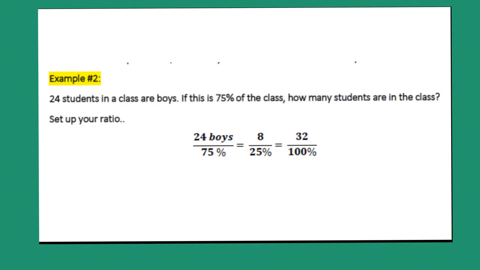So example 2 said there are 24 students in a class who are boys. If this is 75% of the class, how many students are in the class? The first thing you should think of is, okay, how many students are in the class? Well, there is going to be more than 24 students in the class because 24 are just boys. So I set up the ratio, 24 boys over 75% because that was given to me. I simplified it down to 8 over 25 by dividing by 3, and then I brought it back up to 100% because the entire class would be 100%. So that would be times 4, and 8 times 4 is 32.